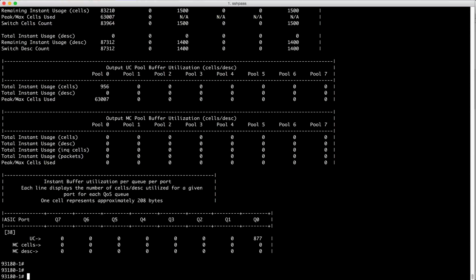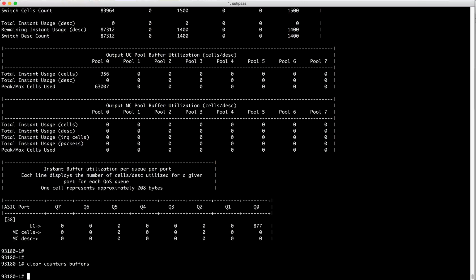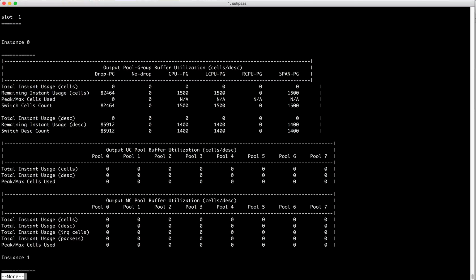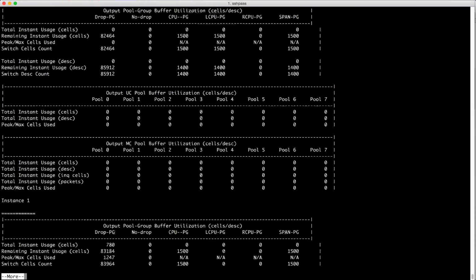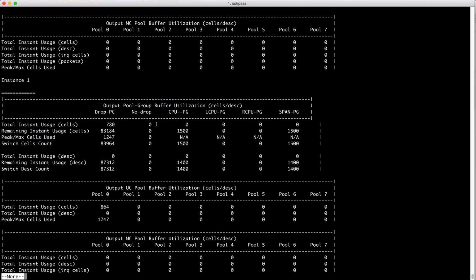So now we're going to clear the buffers because we're going to resend the microburst, and we want to see how the burst is going to be absorbed. But we can see here with AFD the peak of the cells used is very little compared to the total amount of buffer. So essentially we are leaving enough headroom for the burst to be absorbed.